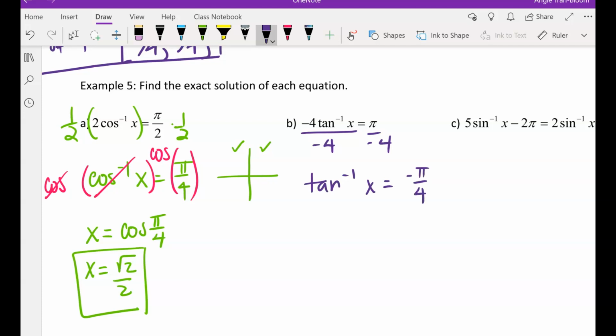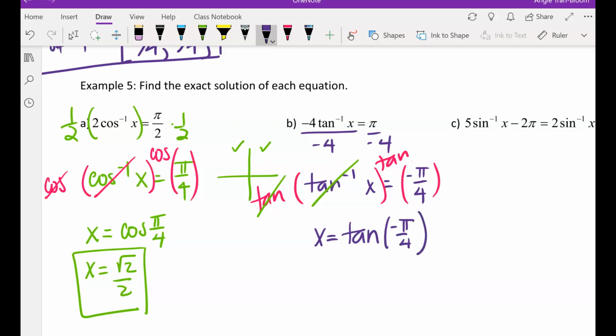Someone remind me the restriction of tangent inverse. What quads? Is it in that restriction? Yes, okay. It is totally in our restriction, so that means we can compose both sides by regular tangent. Because it is in the restriction, y'all, regular tangent and tangent inverse will cancel each other out. So now you just have tangent of -pi over 4 equals x. Do we know what that answer is? -1. Yes, and that's exactly what we're looking for.